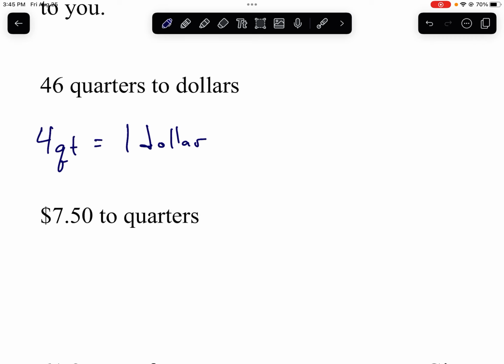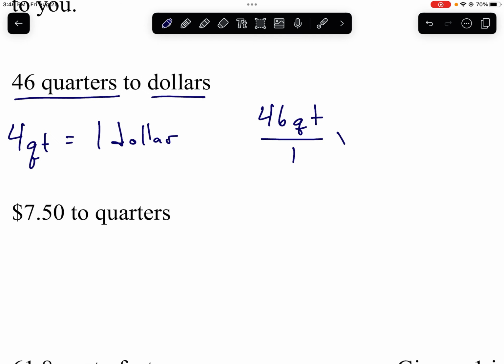Now in order to set this up with dimensional analysis, I'm going to take a look here. I have 46 quarters, so that's what I start with, and I want to get them converted into dollars. So I'm going to start with those 46 quarters. I'm just going to abbreviate QT for quarter. And what I'm going to do is make these fractions, kind of like what we were just looking at with the metric one that we did above. So I'm going to take this and put it over 1. Note that my units, quarters, are up on the top with the 46.